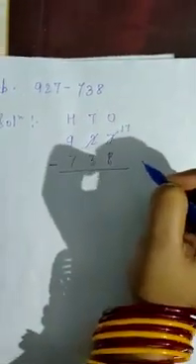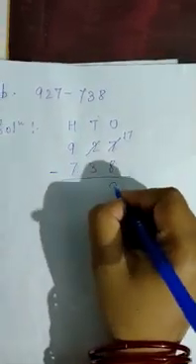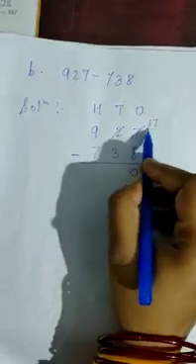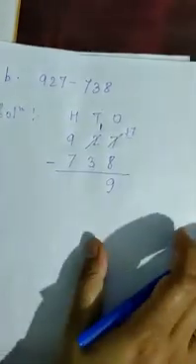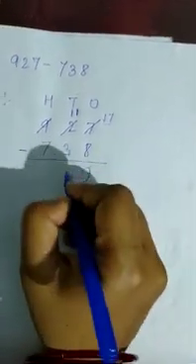Now you subtract 17 minus 8. 17 minus 8 is 9. From 2 I have already borrowed 1, so here what is left? 1. Can we subtract 1 minus 3? No, we cannot. That is why we have to borrow again 1 from the hundreds place. Now it becomes 11. So 11 minus 3 is 8. From 9 we have borrowed 1, so in place of 9 it is left 8. Now you subtract 8 minus 7. It is 1.